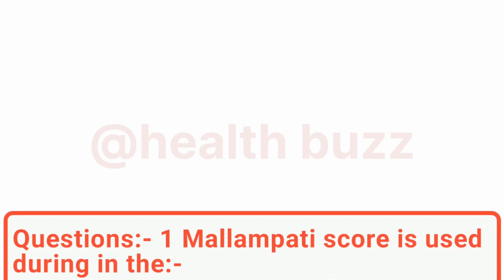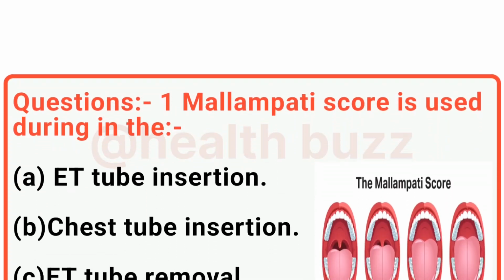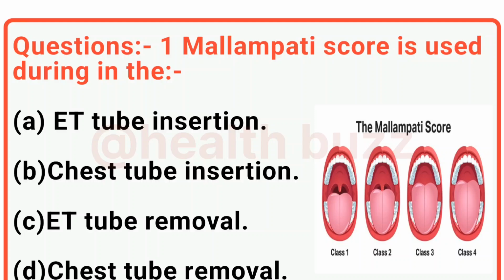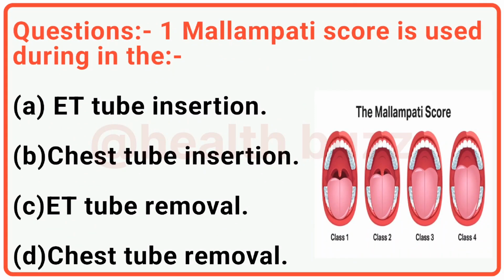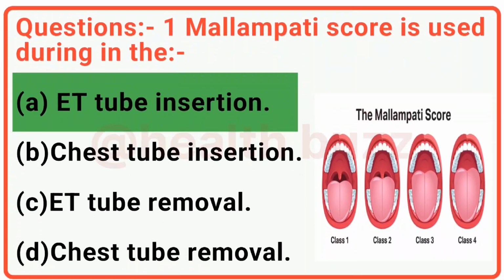Questions 1. Mallampati score is used during: A. ET tube insertion, B. Chest tube insertion, C. ET tube removal, D. Chest tube removal. Right answer is A. ET tube insertion.